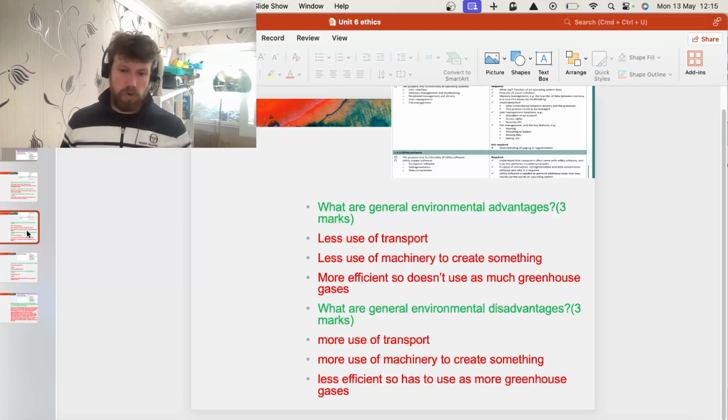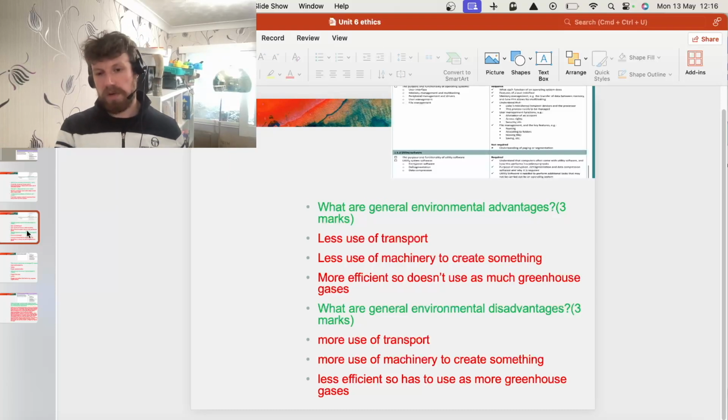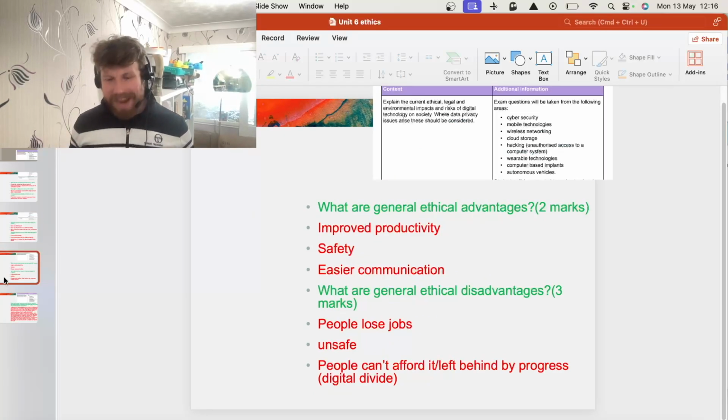More transport, more greenhouse gases. More use of machinery, so that's going to mean that you need more raw materials, which is a bad thing. Less efficient, so you need more greenhouse gases to power it. Now, the ethical advantages: improve productivity.